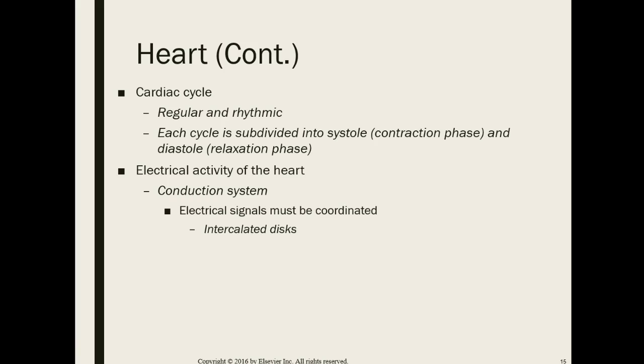So the conduction system is what is going to coordinate these electrical signals, specifically the intercalated discs. And these lie in the muscle fibers and allow those electrical impulses to conduct throughout the entire wall of the heart chamber without stopping. So this is going to cause both atrial walls to contract at the same time, as an example.